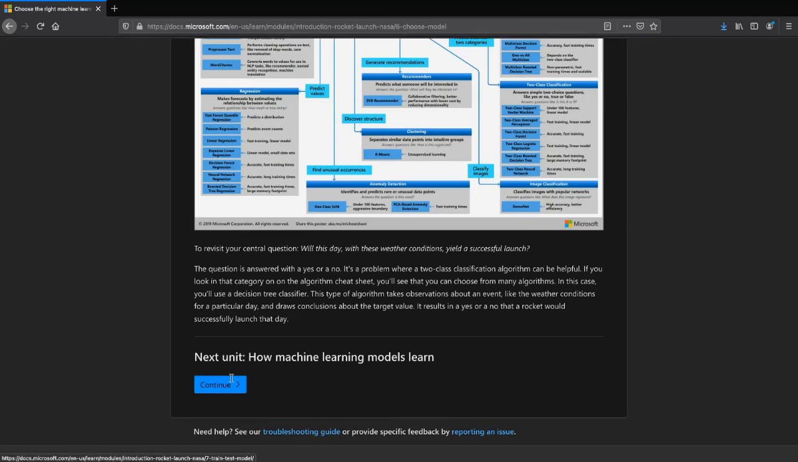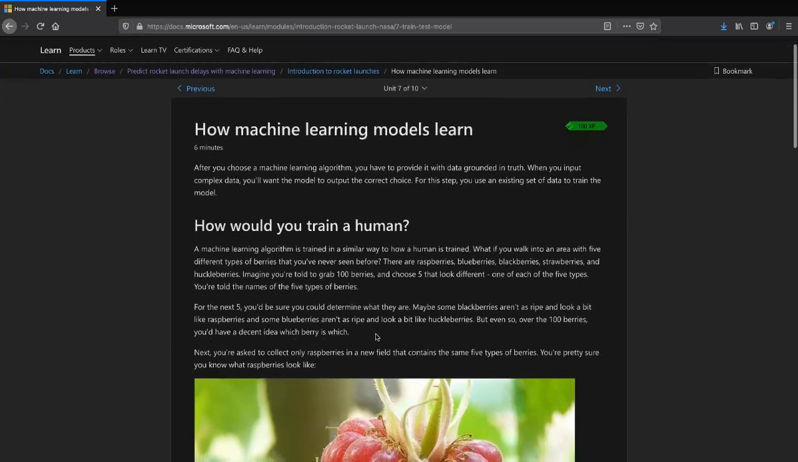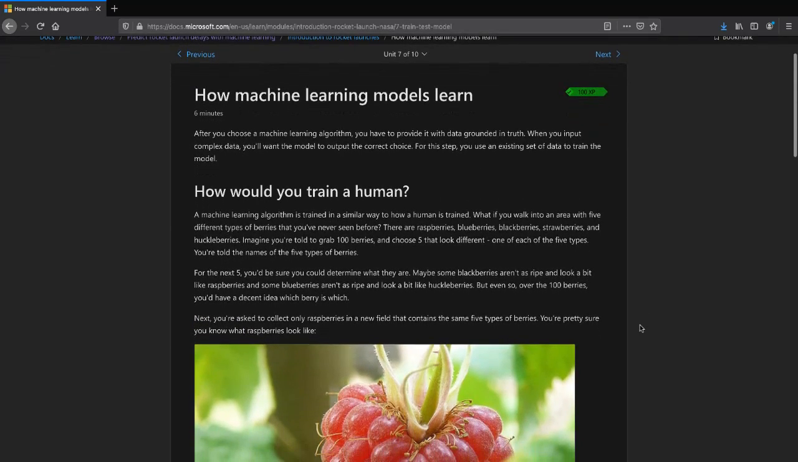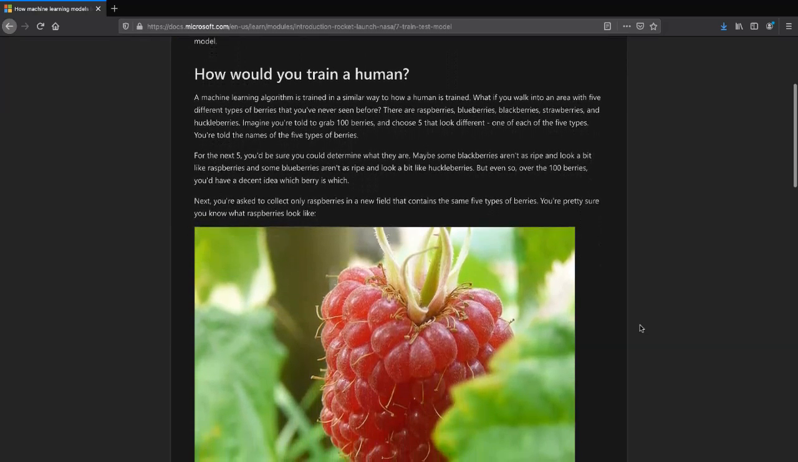All right, in the next unit, we're going to talk about how machine learning models actually go about the process of learning.